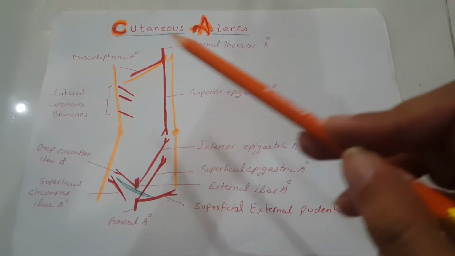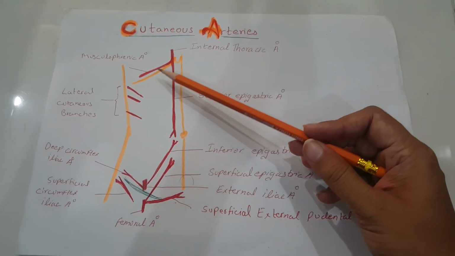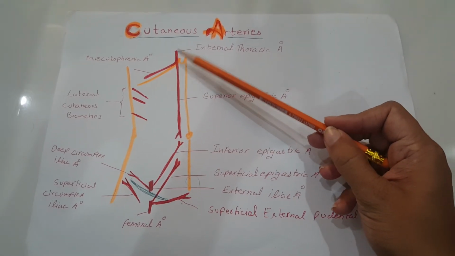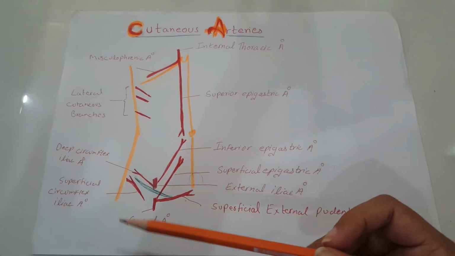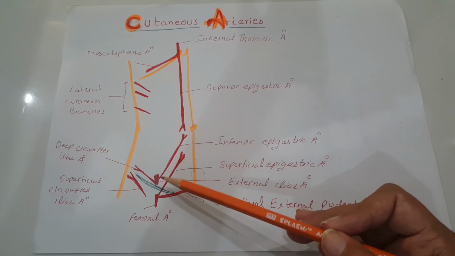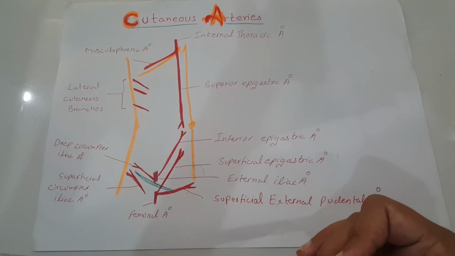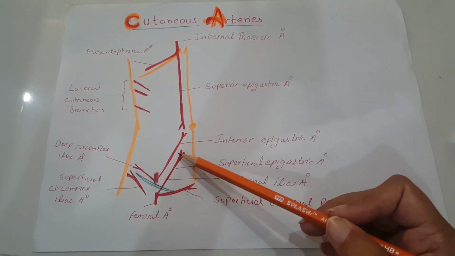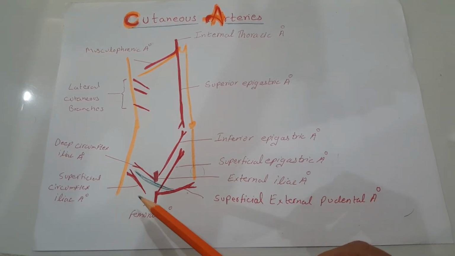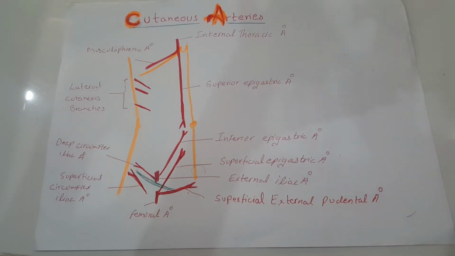I have drawn the anterior abdominal wall showing the cutaneous arteries. I have drawn the musculophrenic artery and superior epigastric artery. These are the branches of the internal thoracic artery. I have drawn some branches of the external iliac artery. These are the inferior epigastric artery and deep circumflex iliac artery. I have drawn some branches of the femoral artery. These are the superficial epigastric artery, superficial external pudendal artery, and superficial circumflex iliac artery. This green line shows the inguinal ligament.